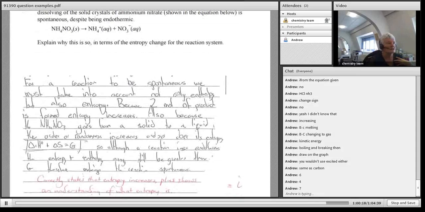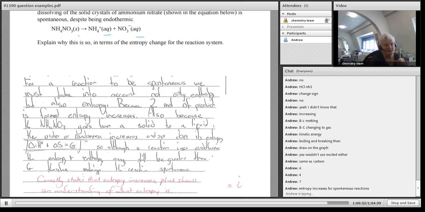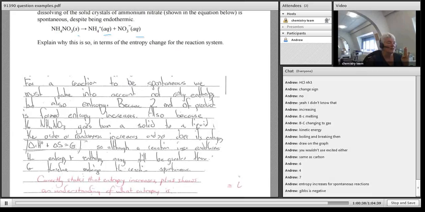So here is something dissolving. So you can see it's a solid going to aqueous, so we know it's dissolving. And you've got to explain the entropy correctly. That's a really important point. You've got to say that for a spontaneous reaction to happen, the overall entropy must increase.